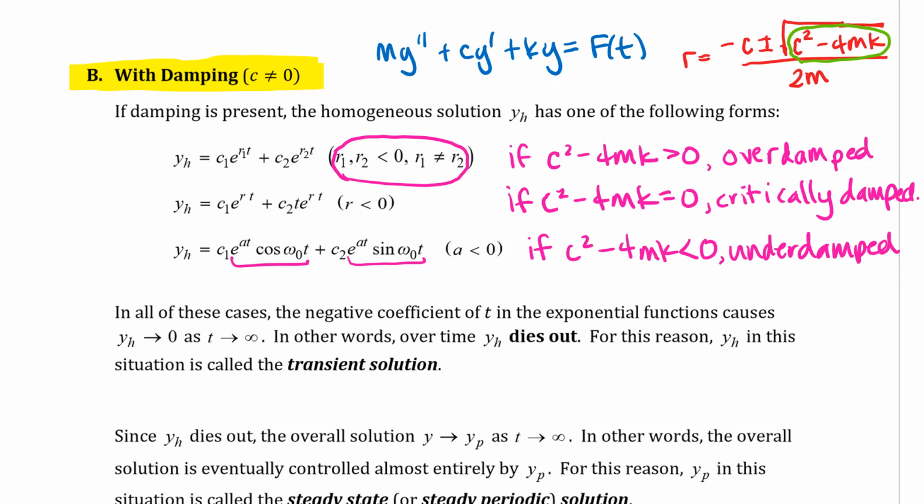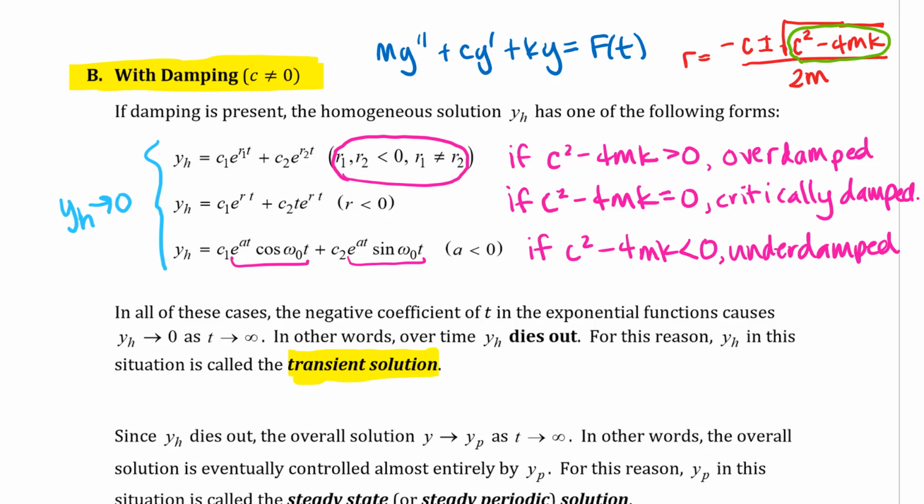But the key part for all of that is that if we have damping, all of these yh will approach 0 as t grows. And that's what it talks about in that next little paragraph right there. The negative coefficient of t in those exponential functions causes all of those yh to approach 0 as t gets larger. So over time, the yh part of your solution is going to die out, or approach 0, or become negligible. For this reason, we call the yh in this situation the transient solution. This is important vocabulary, so you will need to know that vocabulary.